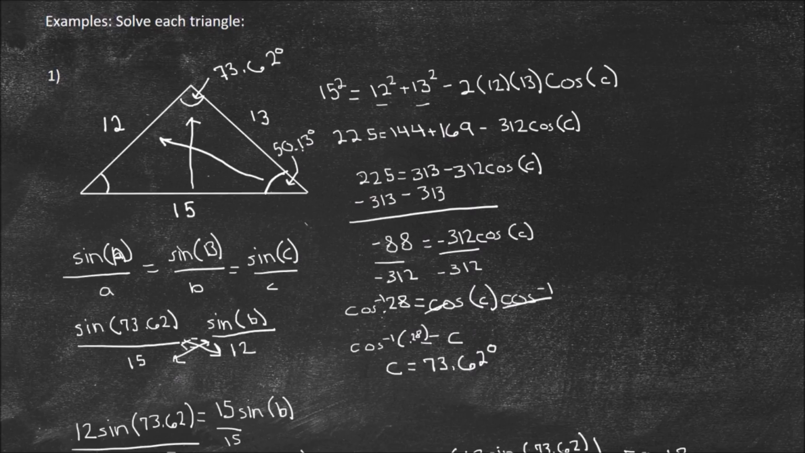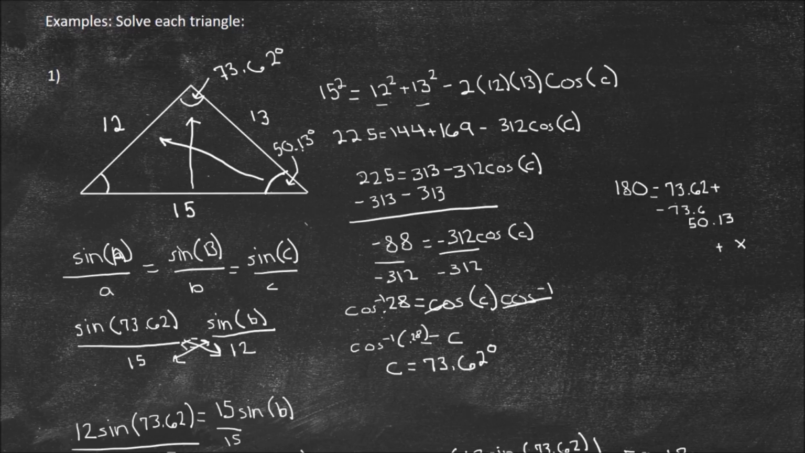If we're given two angles of a triangle, we can find the third by doing some subtraction. So we can say 180, because the angles of a triangle have to add up to that, has to equal the three angles added up. So 73.62 plus 50.13 plus x.